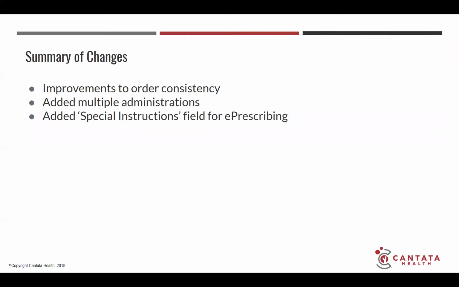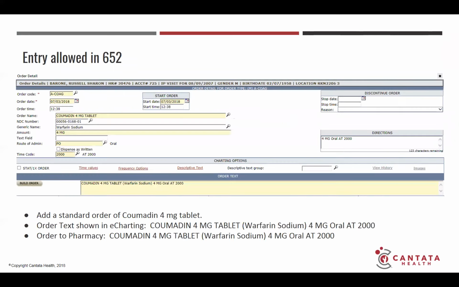Same thing with a PRN and routine. That could be 1 order. So if the doc says take 1 a day and then a second as needed, it's 1 order. You can have multiple administrations with an order. For the clients using e-prescribing, we added a special instructions field, and we'll look at that.